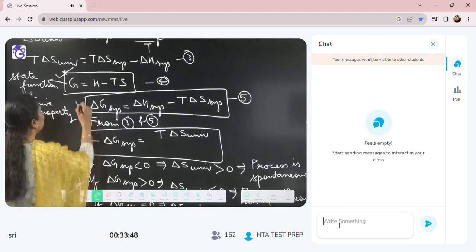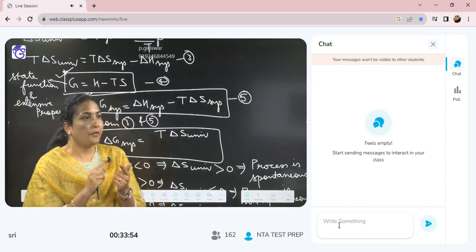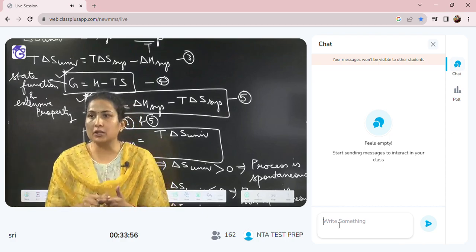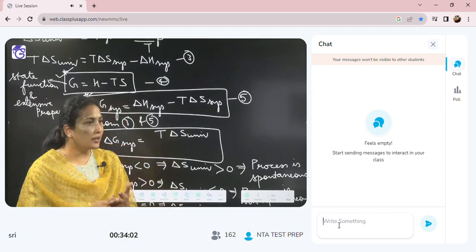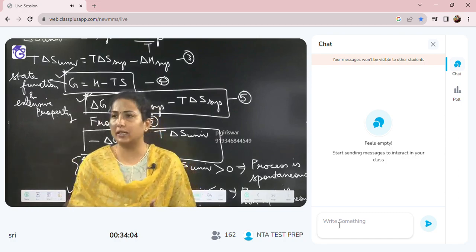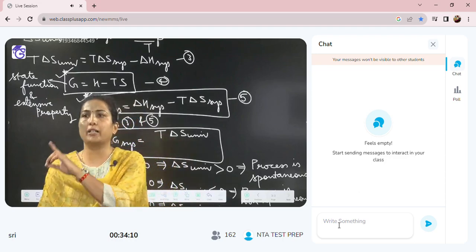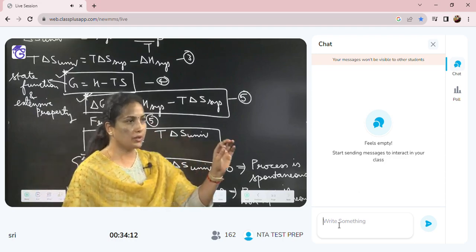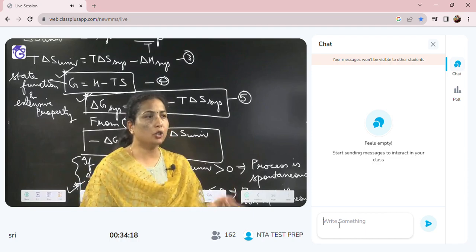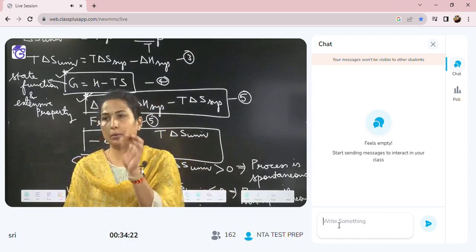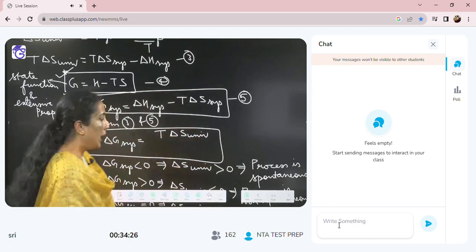Ultimately, from this entire derivation, what are the important conclusions? First, you should know what Gibbs energy is and its formula: G is equal to H minus TS. Second, the formula is delta G system is equal to delta H system minus T delta S system. Sometimes system will not be written, but it is understood that delta G is equal to delta H minus T delta S, referring to a system. Then delta G less than 0, spontaneous. Delta G greater than 0, non-spontaneous. Delta G equal to 0, equilibrium. These are the important points you must remember from this derivation. I hope it is clear.